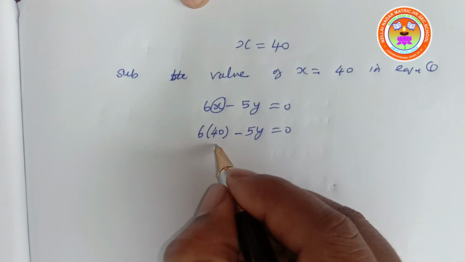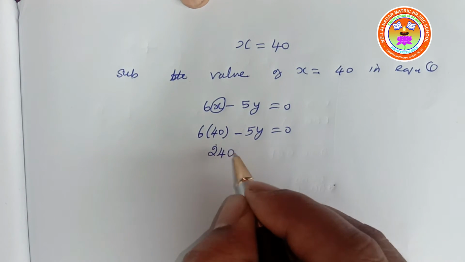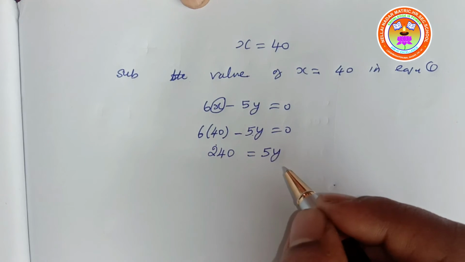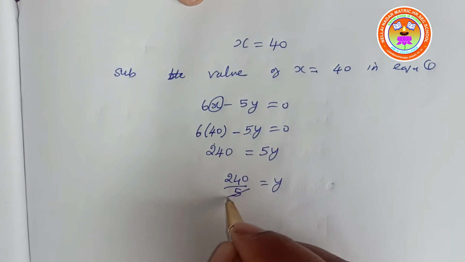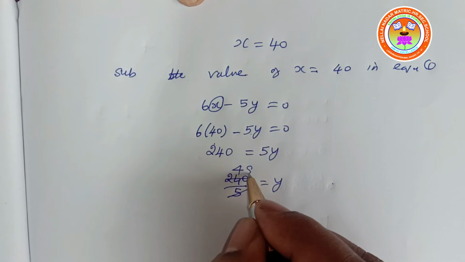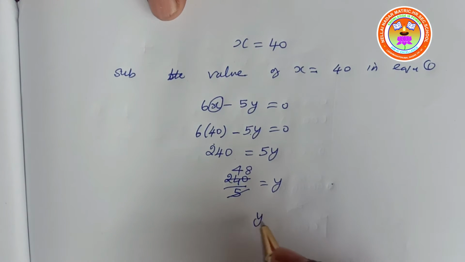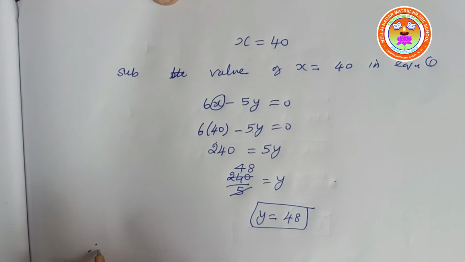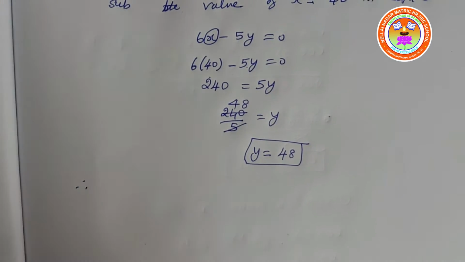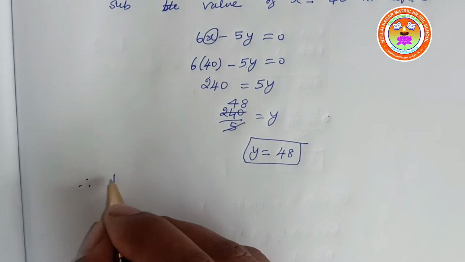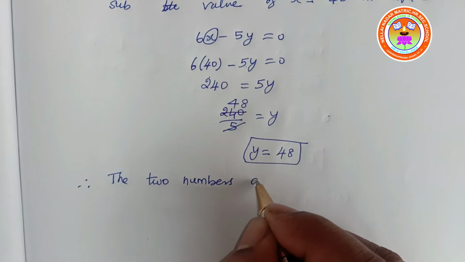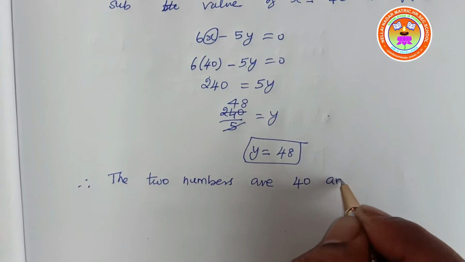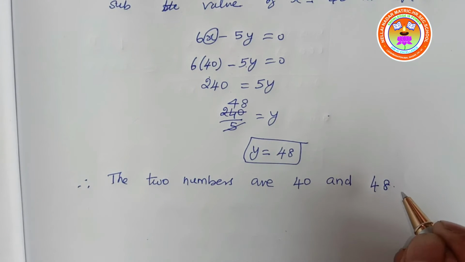Okay, so 6 4s are 24. 240 equal to, transfer this side, become plus 5y. 240 by 5 equal to y. 5 4s are 20, 5 8s are 40. So y is equal to, yes, that is 48. It's clear children. Therefore the two numbers are 40 and 48. It's clear children.